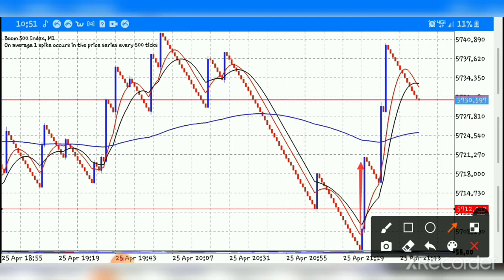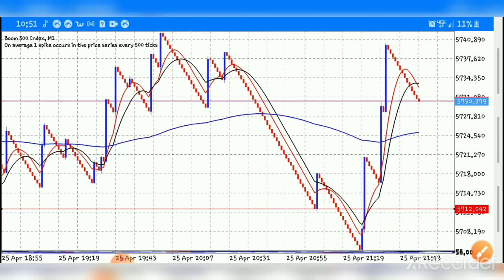So you can trade both the trend and the spikes. If you are to trade the spikes, you have to make sure that boom is on an uptrend. Spikes for boom are usually on an uptrend. If boom is on a downtrend and you are trying to trade spikes, you just lose your money.